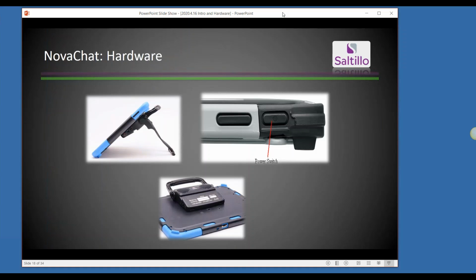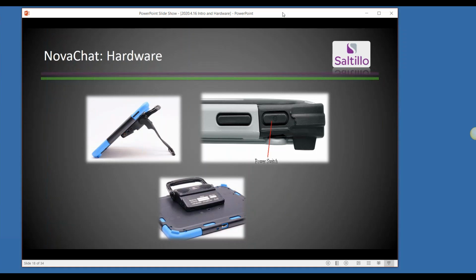The NovaChat has a kickstand that allows one to lower or raise the angle of the NovaChat as seen in the first picture. The second picture shows the power button and volume button, which are both located at the top of the NovaChat by the handle. The third or bottom picture shows the backside of the NovaChat and the Bluetooth amplifier.